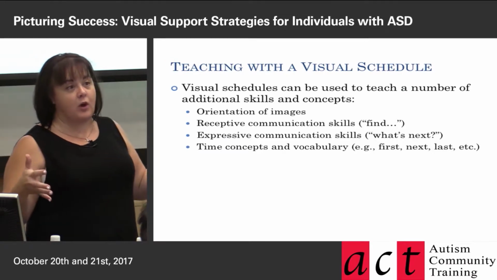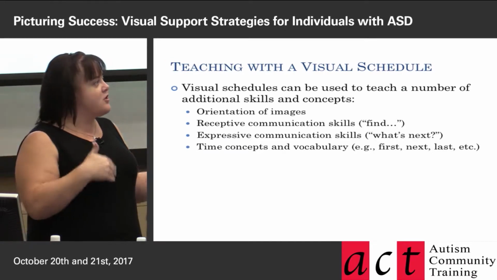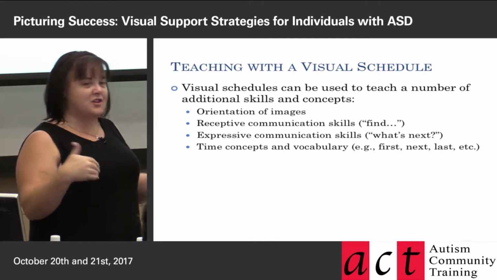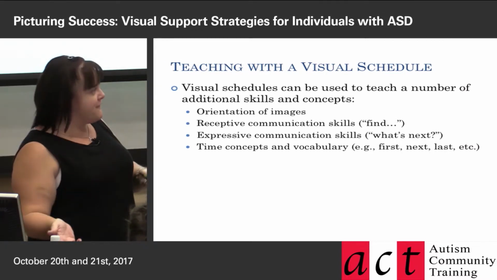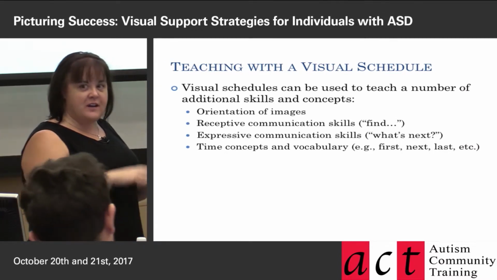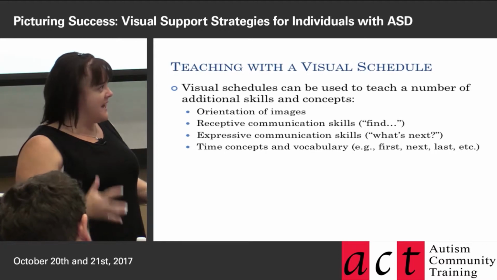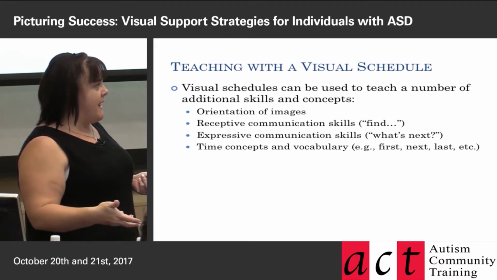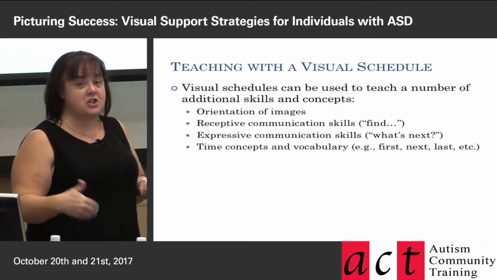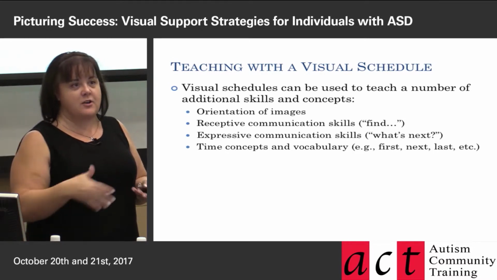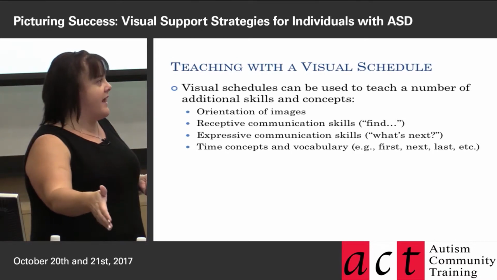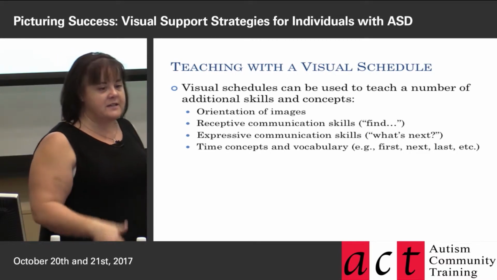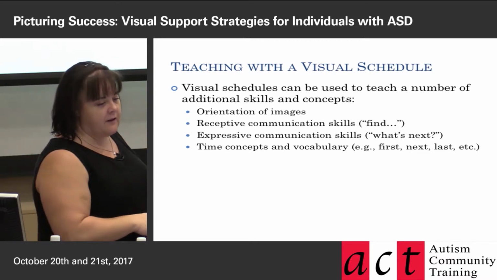So within a schedule, you're talking about things being first, second, third, next, last, before, after, later. You can take all of those words and map them onto your visual schedule and use them when you're referring back to your visual schedule as a way to teach those things, right? So a visual schedule is not just about here's the order of events. We can use that visual schedule to teach all kinds of stuff.